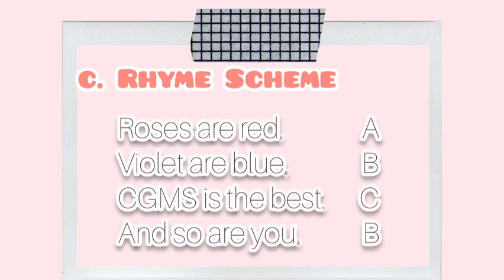Let's start with an easy example. Roses are red, violets are blue, CGMS is the best, and so are you. Notice how the words at the end of each line are labeled with a letter, depending on the rhyme scheme. Also notice how red is labeled A, blue is B, best is C. However, the letter B appears twice because blue and you follow the same rhyme. So as you can see, this poem follows A, B, C, B.